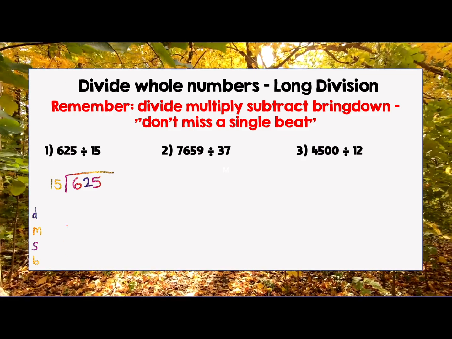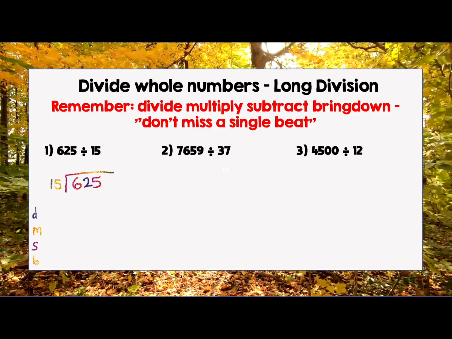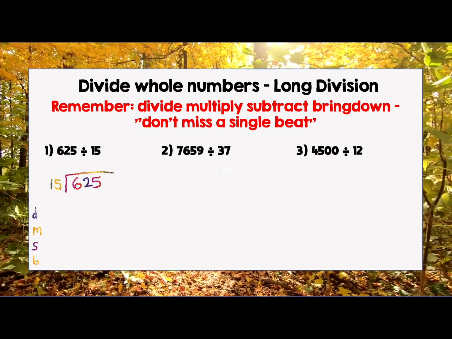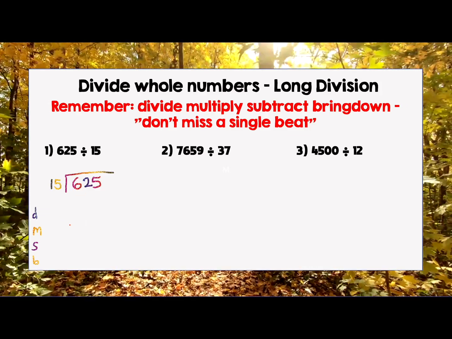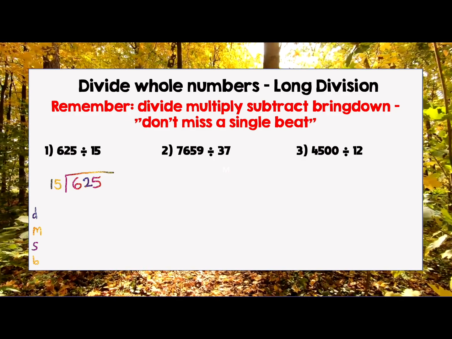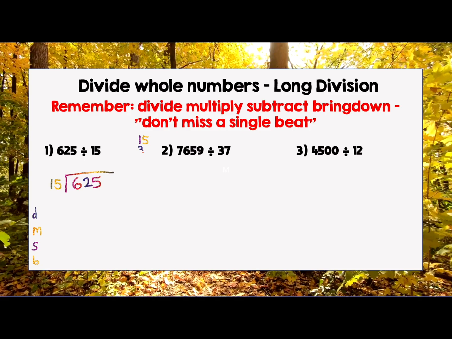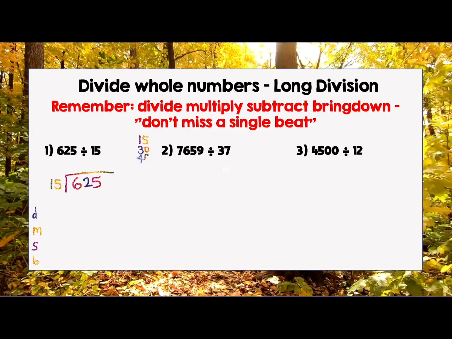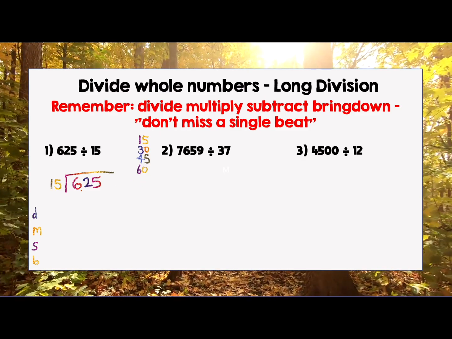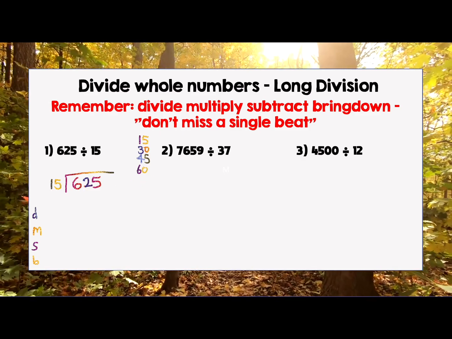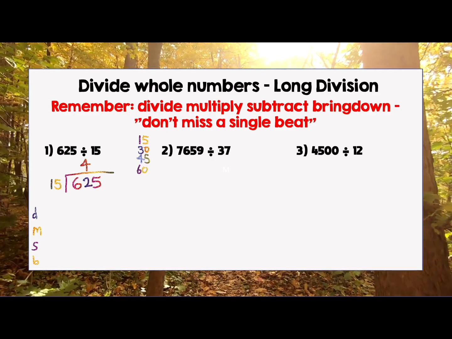So the first thing we're going to do is to look at how many 15s are in 62. Because it's a 2-digit divisor, we're going to start off with 2 digits. So how many 15s in 62? I like to just write out the times table: 15, 30, 45, 60, and then 75 would be the next one, but it's too big. We only need to go up as far as 62, so you can see that there are 4. So we put 4 as our quotient.